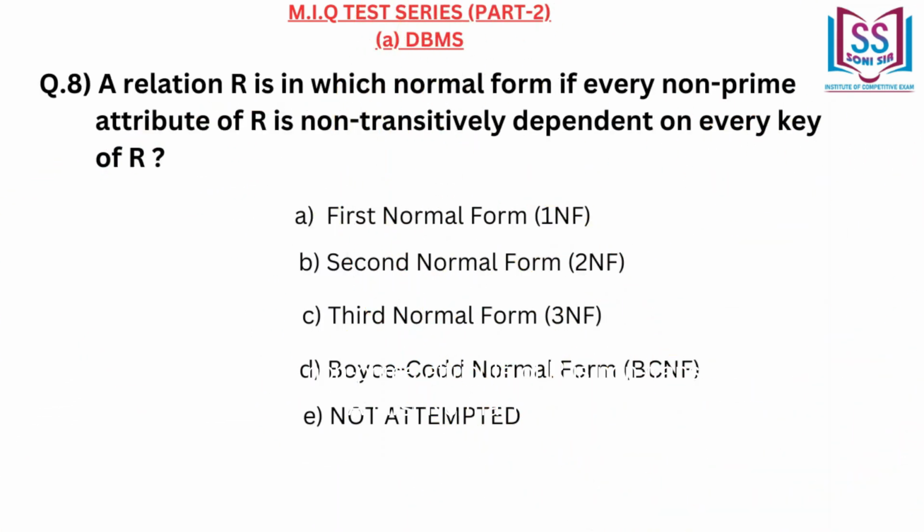A relation R is in which normal form if every non-prime attribute of R is non-transitively dependent on every key of R? A. First normal form. B. Second normal form. C. Third normal form. D. Boyce-Codd normal form.